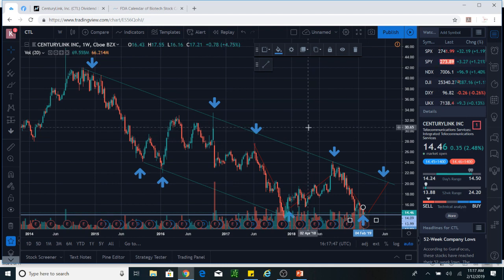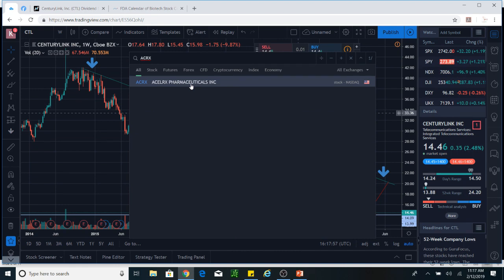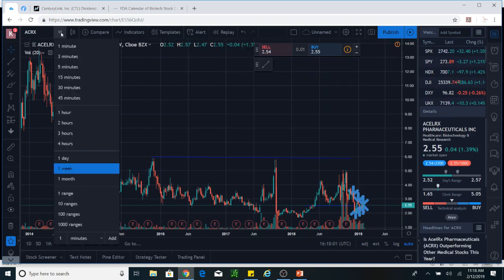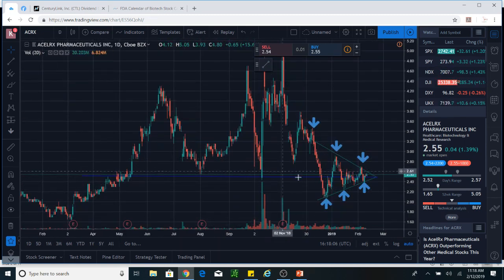The next thing I want to talk about is ACRX. It is a penny stock, but it is on the Nasdaq. I will use the daily chart for it so you guys can see properly what is going on with this stock.